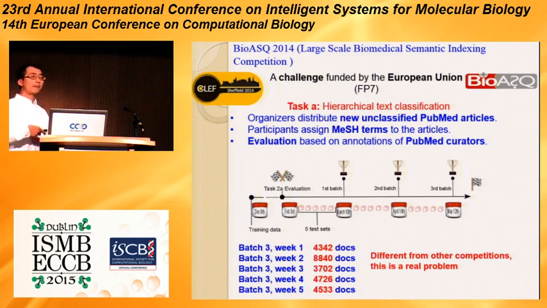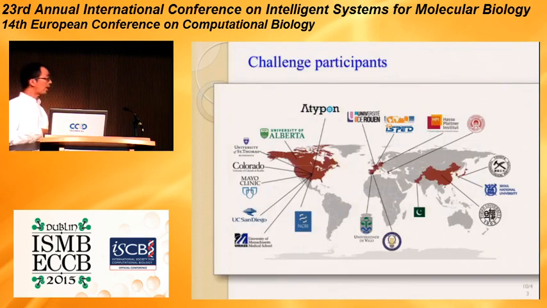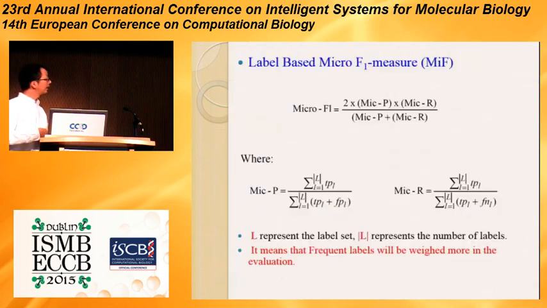It consists of 3 batches, and each batch consists of 5 weeks. For example, here we show how many documents are provided to the participants, usually around a few thousand. One distinctive feature of this competition is that it is a real problem, because MTI also provided their result to the competition as a baseline. Around 20 teams attended this competition. There are a few metrics to evaluate the results.